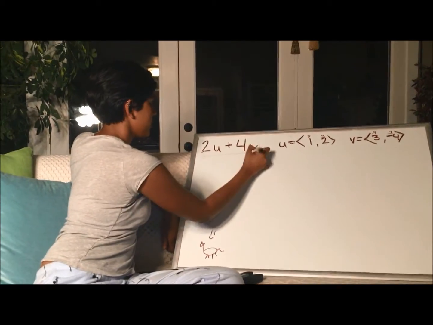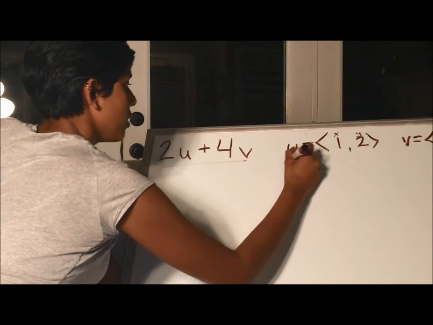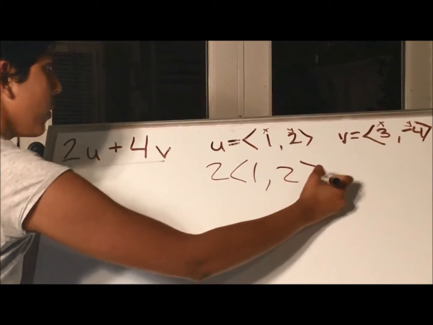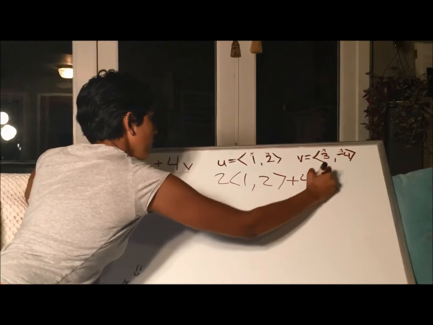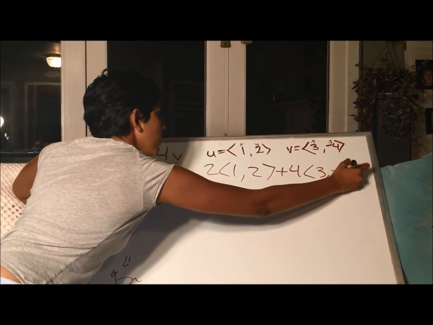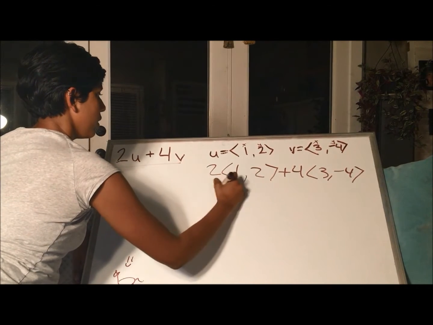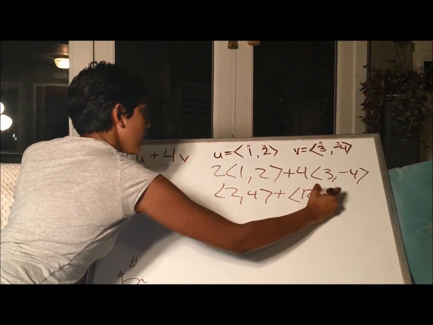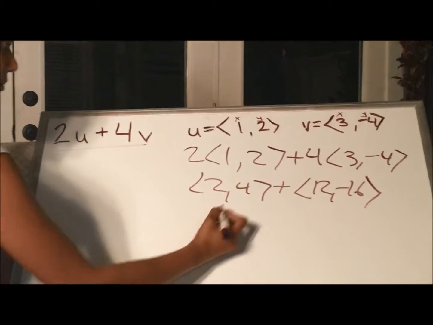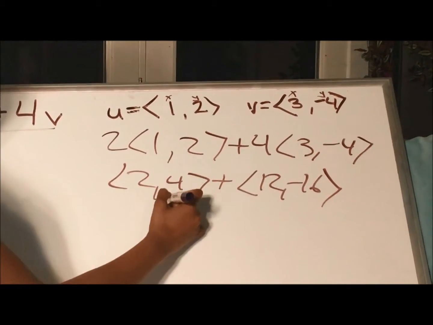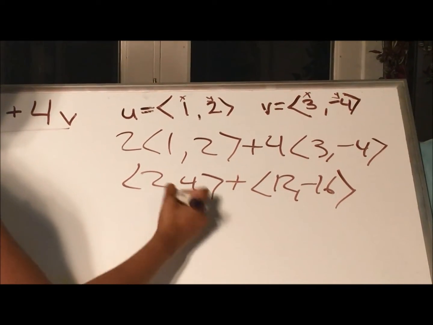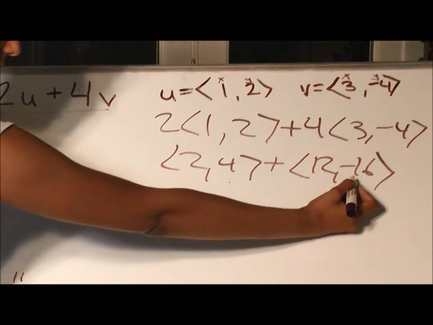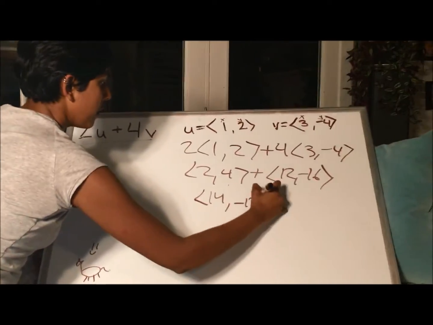Here we have 2u plus 4v. This is u, this is v. So we distribute the 2 to each part of u, and then the 4 to each part of v. So that's 2 comma 4 plus 12 comma negative 16. So then you add the x's and then add the y's. So 12 plus 2 is 14, comma 4 minus 16, negative 12.